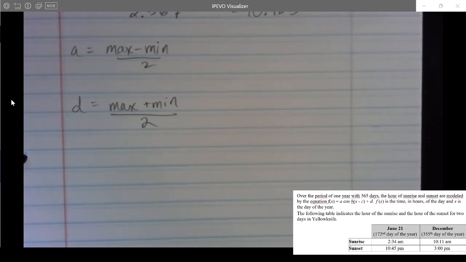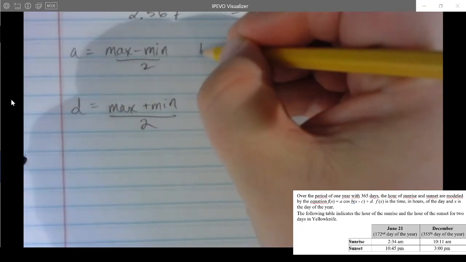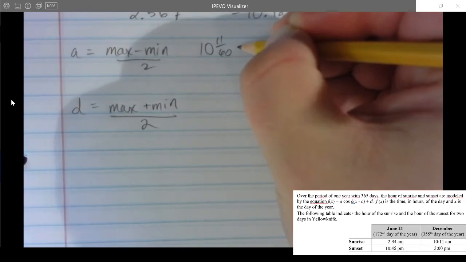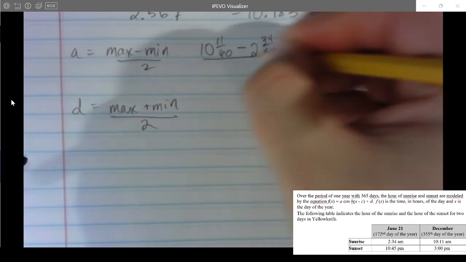There. All right, let's see. I've got a calculator that's perfectly capable of working in fractions, so I'm going to ignore the fact that I did write down decimals, and I'm going to work with the fractions so that I have the most accurate answer that I can get. So that's actually 10 and 11/60ths minus 2 and 34/60ths, all divided by 2.